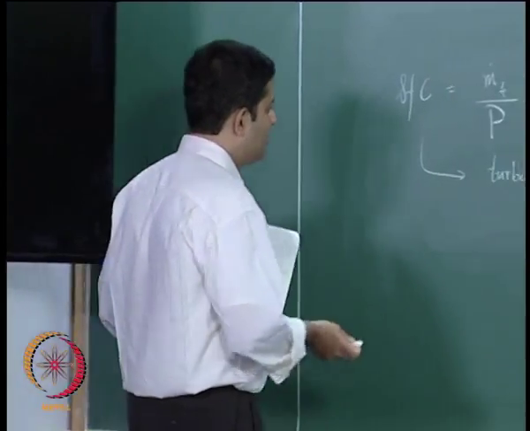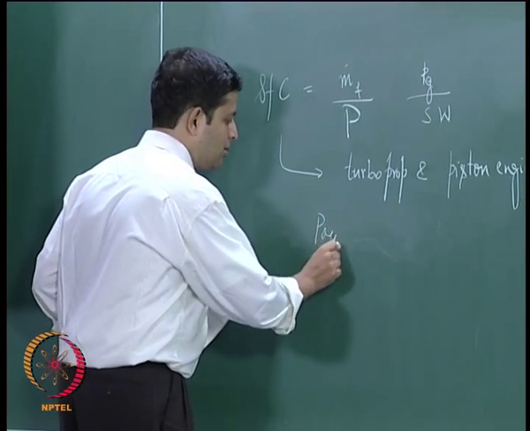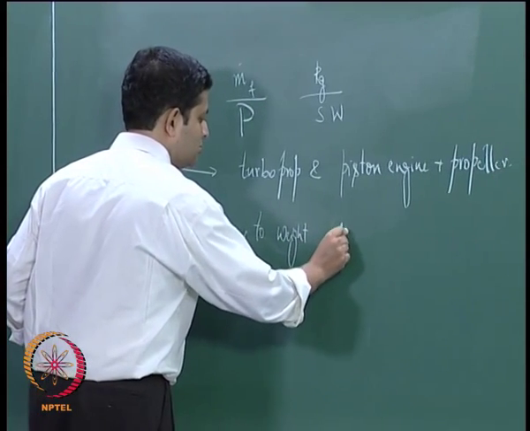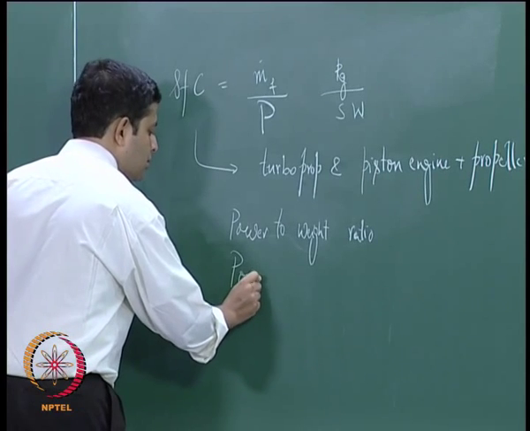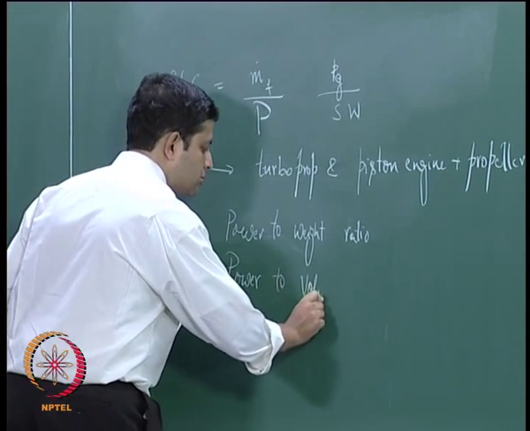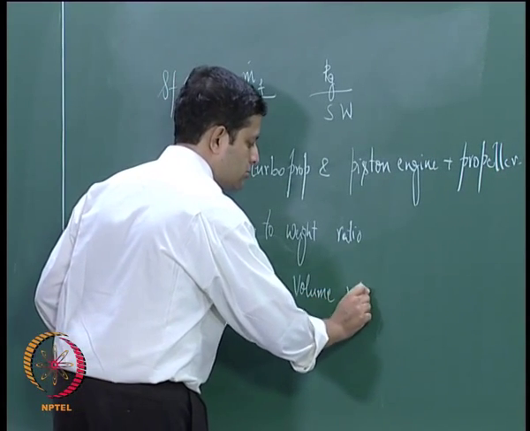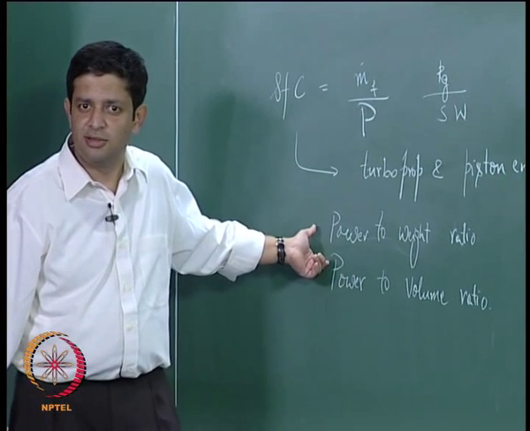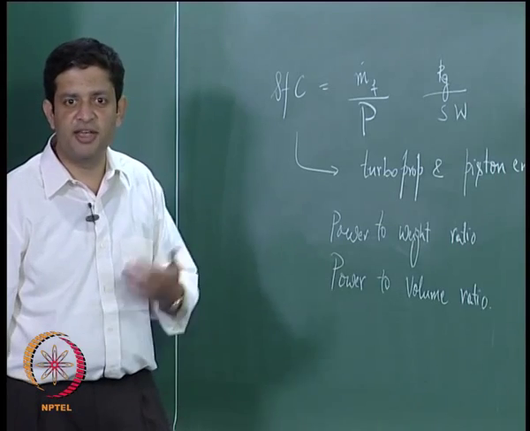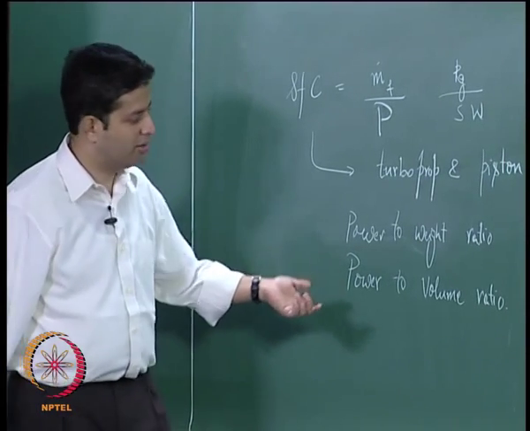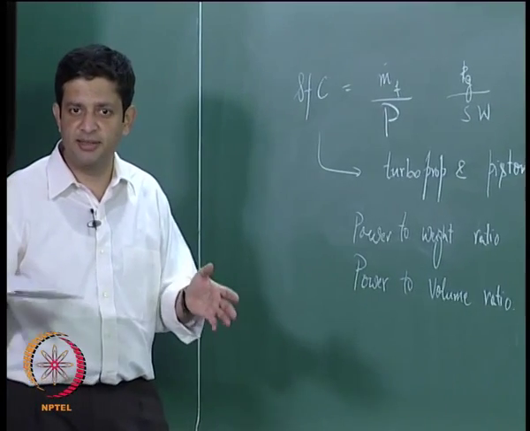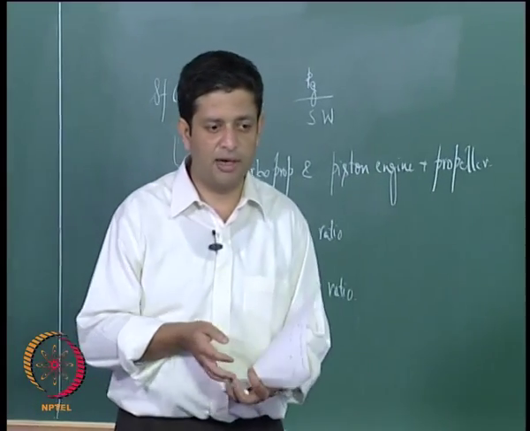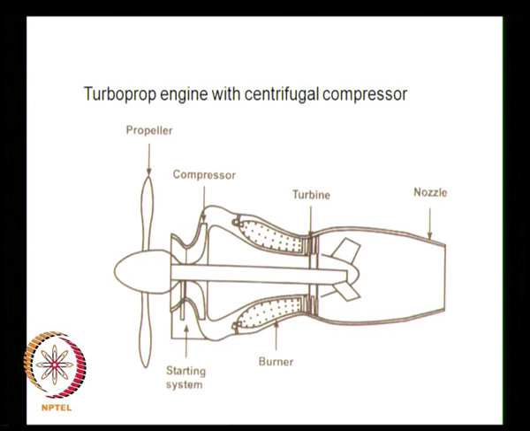Now there are also other parameters that we had looked at. That is power to weight ratio, and power to volume. Now what does power to weight ratio tell you? It should be higher or lower? What is desirable? If it is higher, then the weight of the engine that you need to carry to deliver the same power will be smaller. And power to volume tells you what is the size, and therefore a higher value would be desirable because it reduces drag. Okay, fine. Now let us look at the comparative stats between a turboprop engine and a piston engine plus propeller.